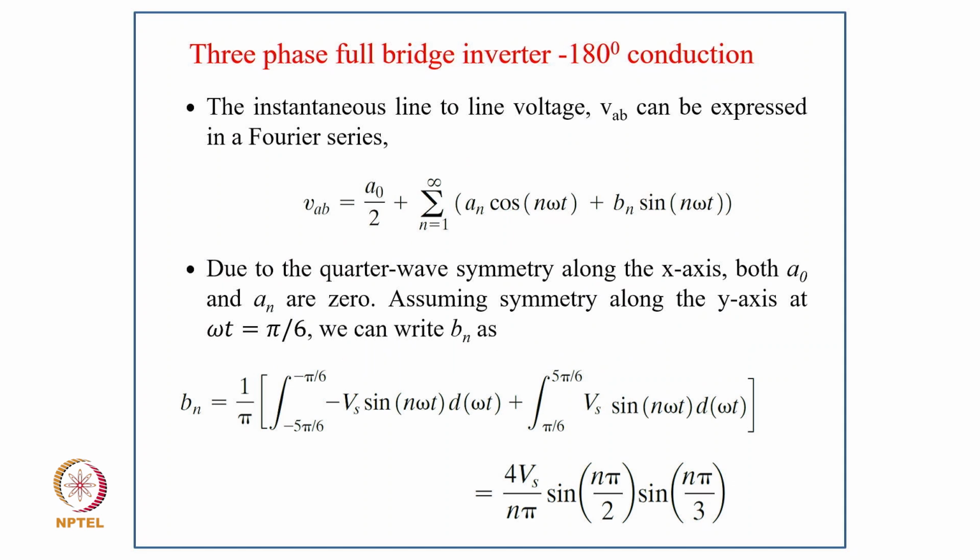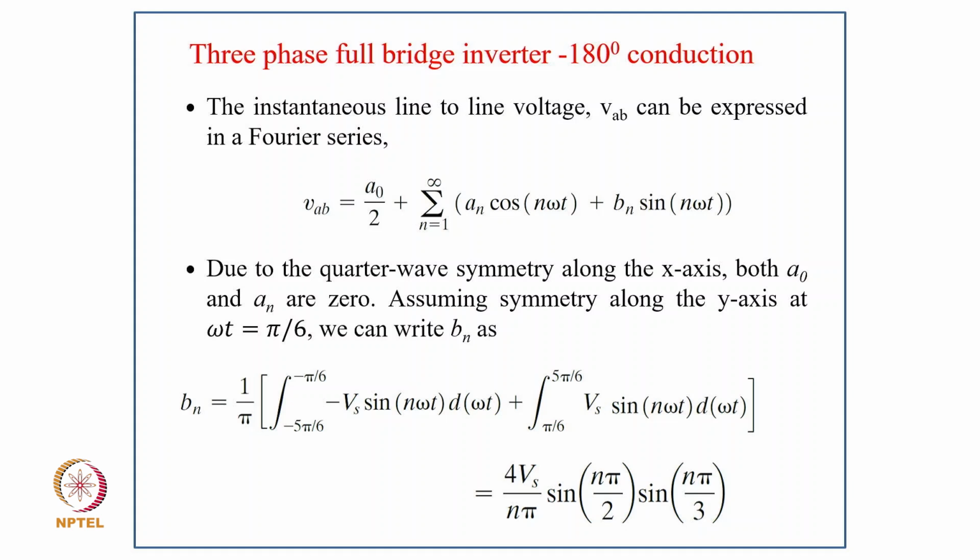So now coming to the instantaneous line to line voltage, VAB can be expressed as a Fourier series. VAB equal to A0 by 2 plus the sum from n equal to 1 to infinity of an cos n omega t plus bn sin n omega t. So due to the square wave symmetry along the x-axis, both A0 and an are 0.